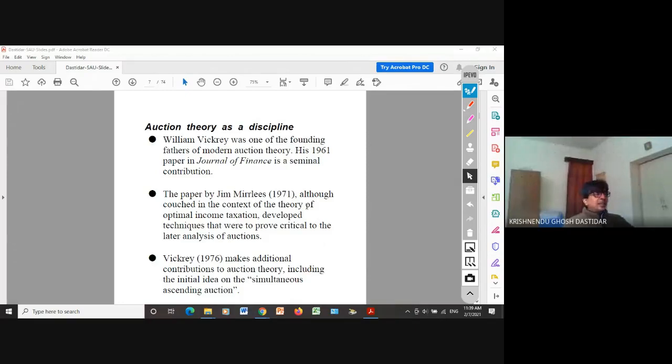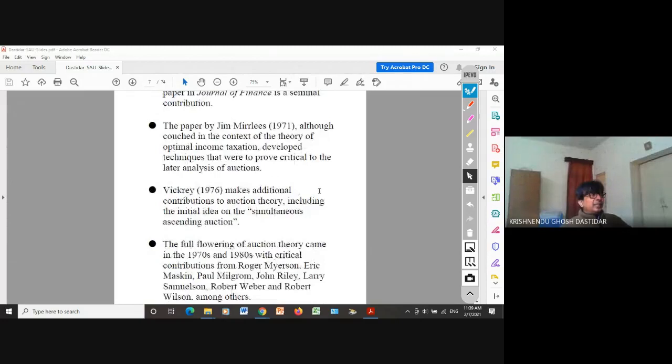Also, Vickrey later in 1976 makes additional contributions to auction theory, including the initial idea on simultaneous ascending auction. By the way, simultaneous ascending auction has been used to sell off or auction off, say, 3G, 4G spectrums all over the world, including our country.